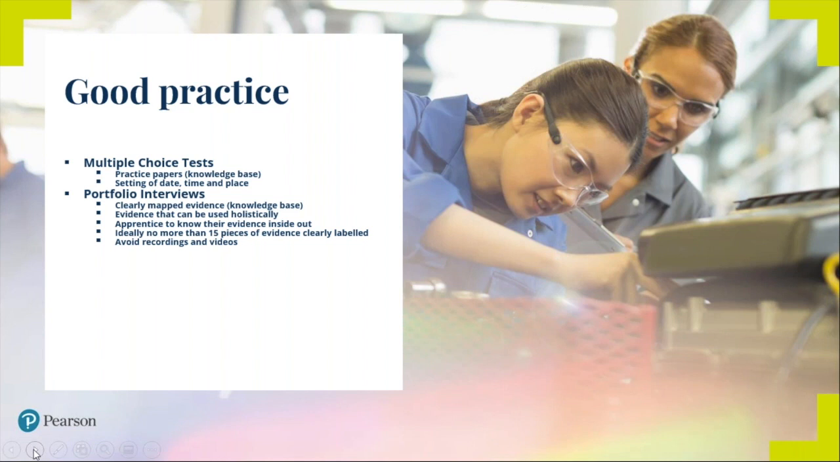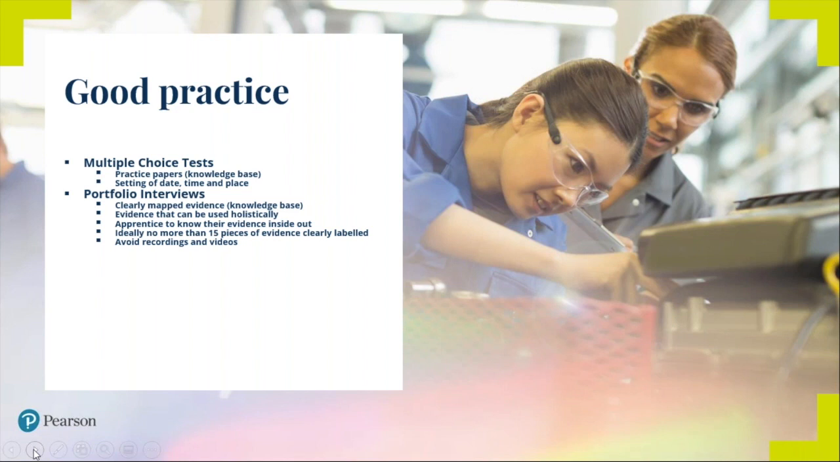If the apprentice has too many pieces of evidence, it can get confusing and they can get lost looking for their evidence. The portfolio interview is 45 minutes long, and that is finite. We cannot extend after those 45 minutes. Therefore, if they're spending a lot of time finding that evidence, it can lead to not all questions being asked. However, if they know that evidence inside out and they have, say, 15 pieces of evidence that they can use well, it should ensure that all the timings are maintained.